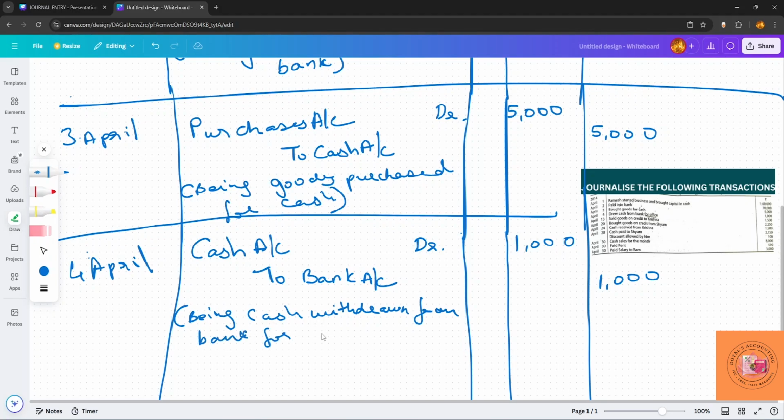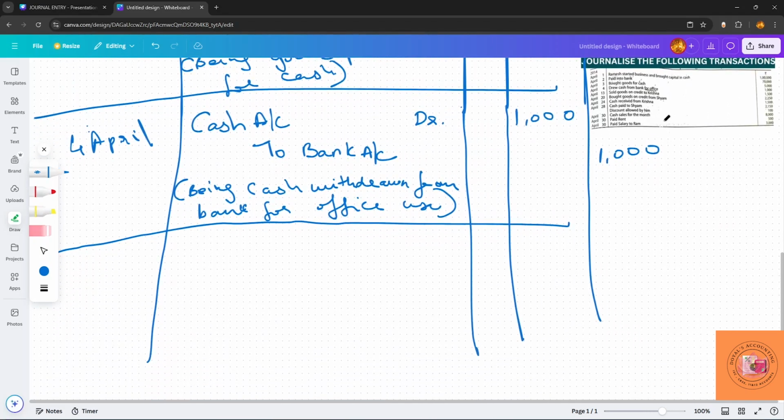for office use. Now, the purpose for which they are withdrawing cash is important. If in the same question, instead of office use, it had been written personal use, then this would have been drawings.